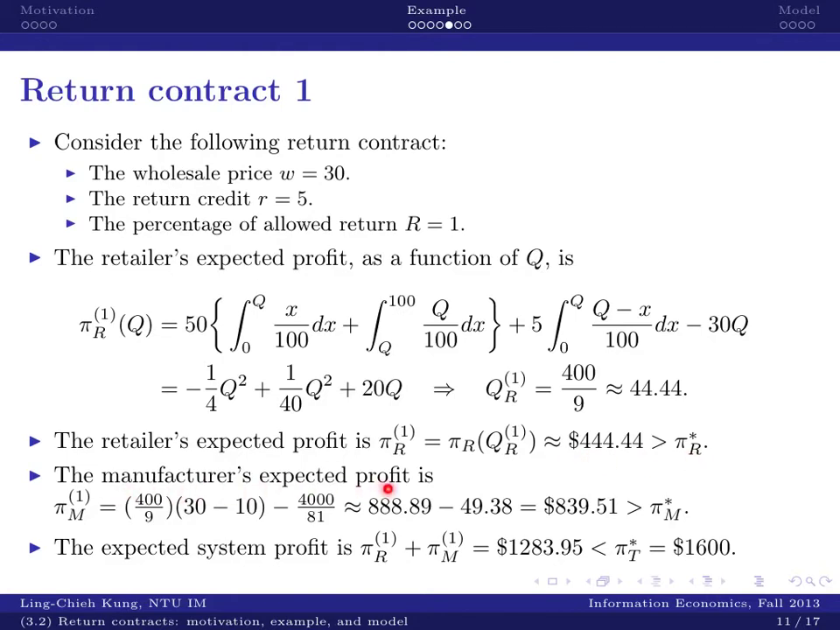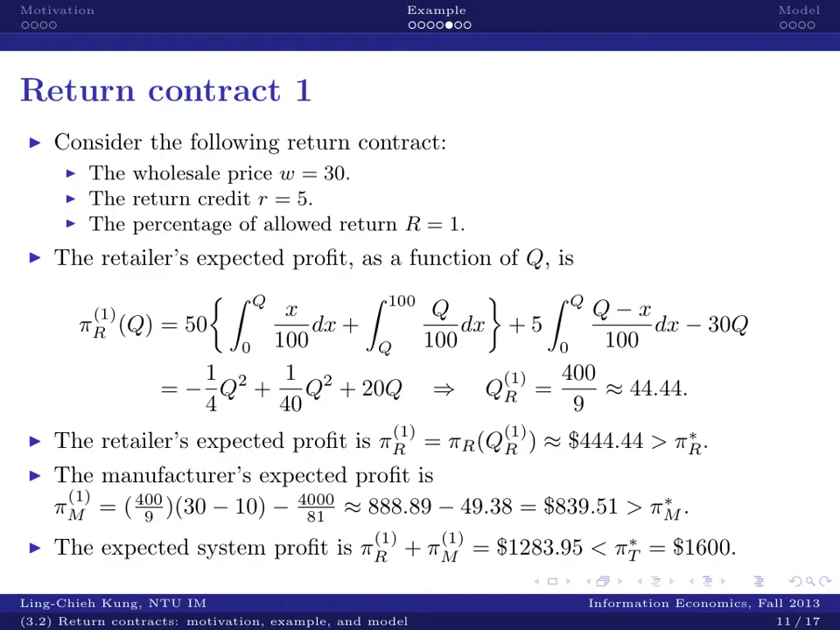The manufacturer's expected profit, now this is an expected profit because the manufacturer is also facing some risk. The manufacturer's expected profit has two parts. The first part is the sales quantity times the wholesale price. This is what he may get by selling the products. And now there's another term, which comes from here. In expectation, the manufacturer needs to pay this amount to the retailer as the return credit.